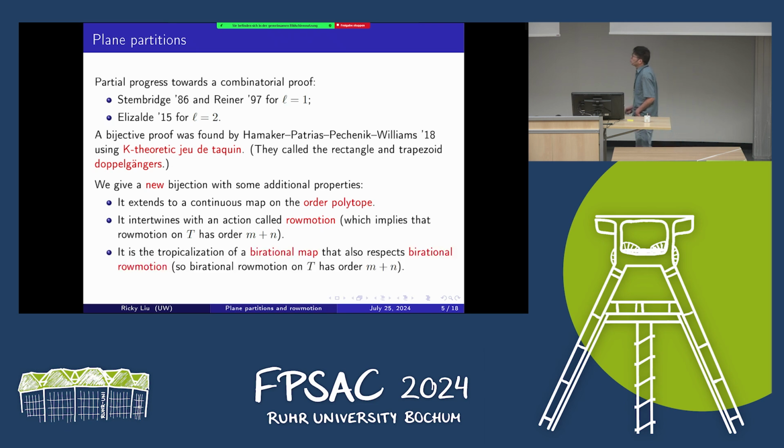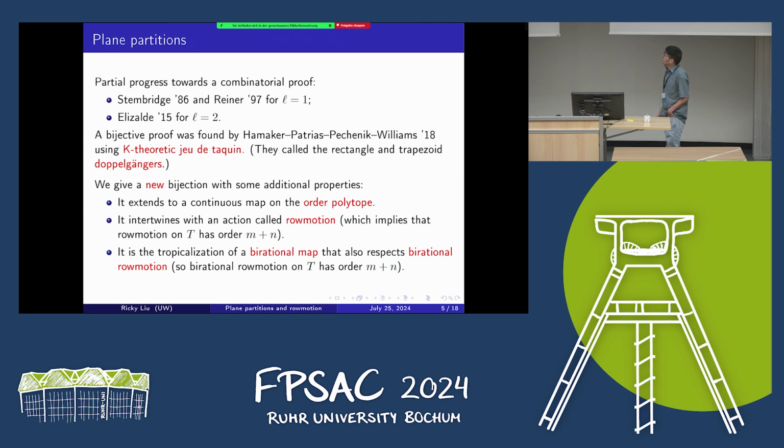And then the third property is that it's actually going to be the tropicalization of a birational map. So the map itself on plane partitions is a piecewise linear map, but this map is basically the tropicalization coming from some rational, in fact, birational map. And this birational map is also going to respect a birational version of this row motion map. And this will also imply that birational row motion on the trapezoid has this finite order m plus n.